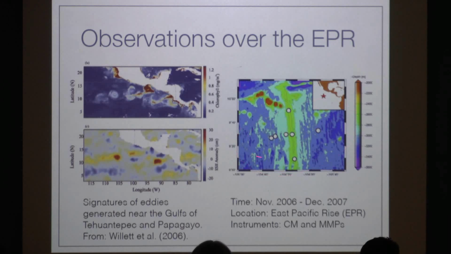For this measurement, this is the East Pacific Rise. You can see the very big topography change in this direction. Those dots show the locations of the stations. Each location has three deep ocean current meter moorings. So we want to use those deep ocean current meter moorings to check the mesoscale eddy signal.